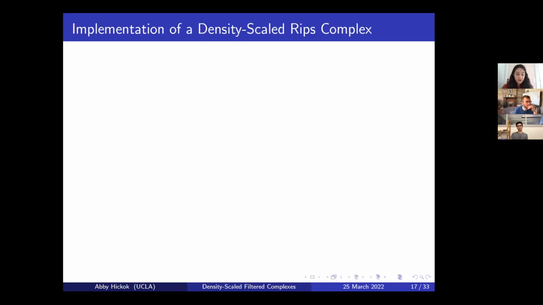Okay, so those are the theoretical properties. So now I'm going to talk about how you actually go ahead and implement this. I've only implemented a version of the density scaled Rips complex. And the first step here is to estimate the density function as f. And I do that here by doing kernel density estimation.